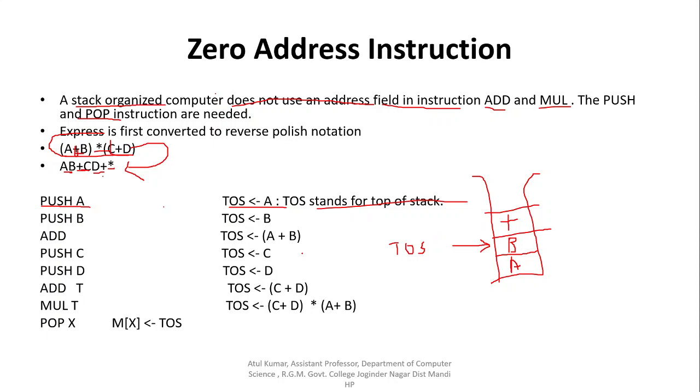Next is push, so the top of the stack is now pointing to this. Again push C, then C is pointed, as we will solve this expression in reverse polish notation. So next is C, next operand is D, next operator to be inserted is plus, and next operator is star. So this one is actually the scenario.